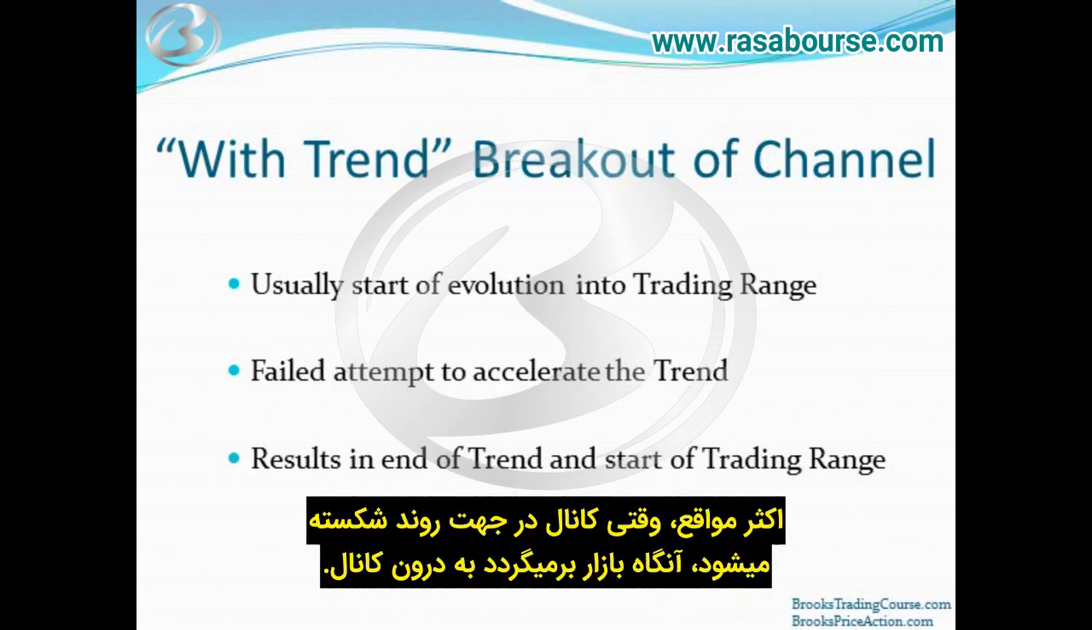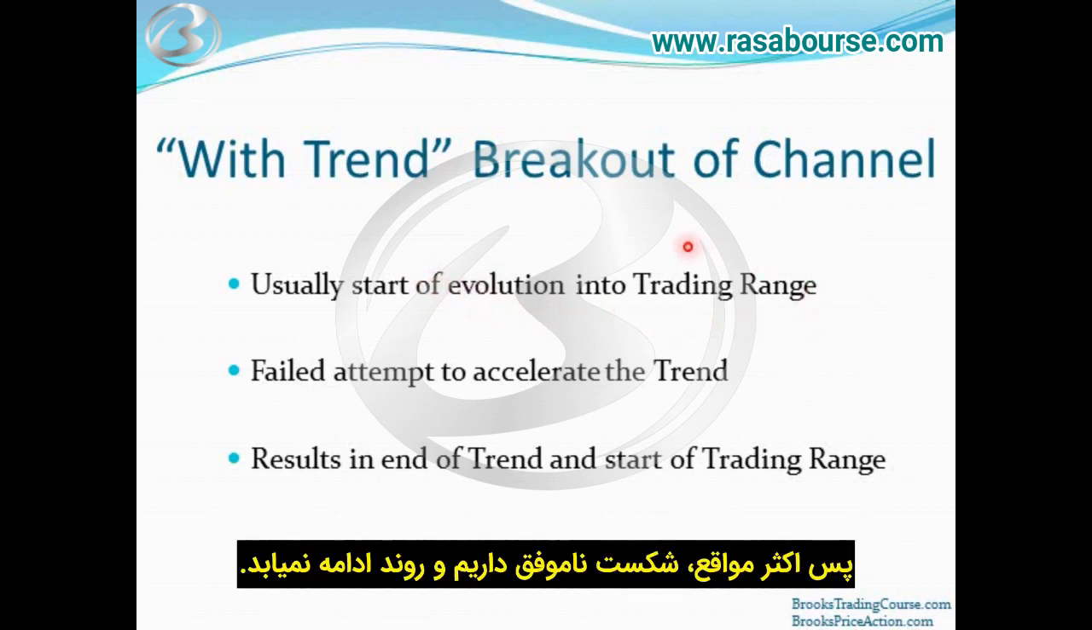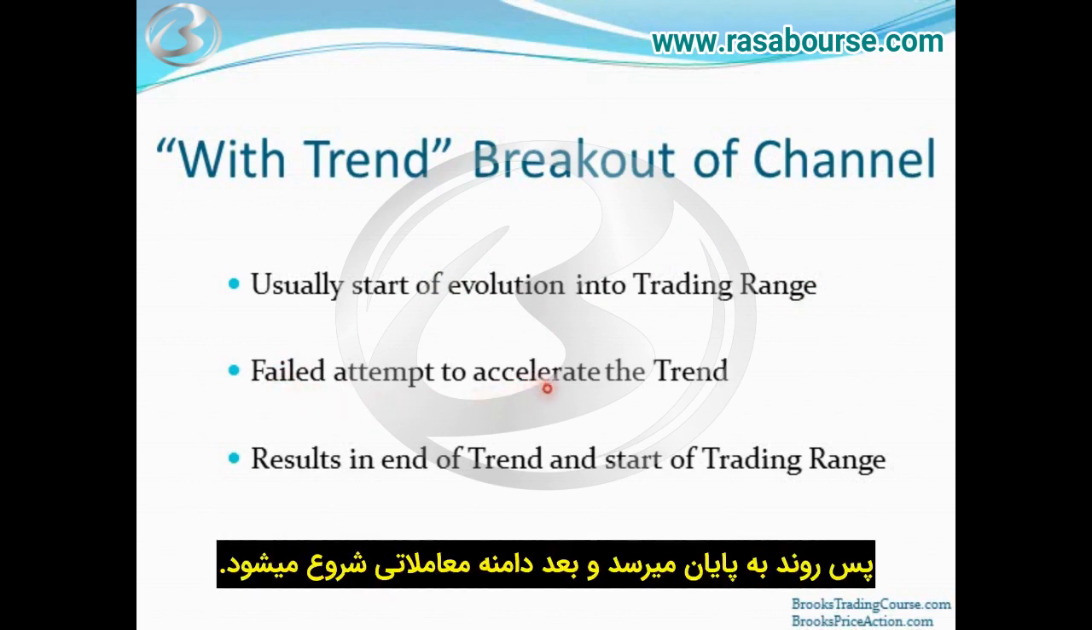Most of the time, when you have a with trend breakout of a channel, the market reverses back into the channel, and the channel then evolves into a trading range. Okay, most of the time, the breakout fails in its attempt to accelerate the trend, and it results in the end of a trend and the start of a trading range.